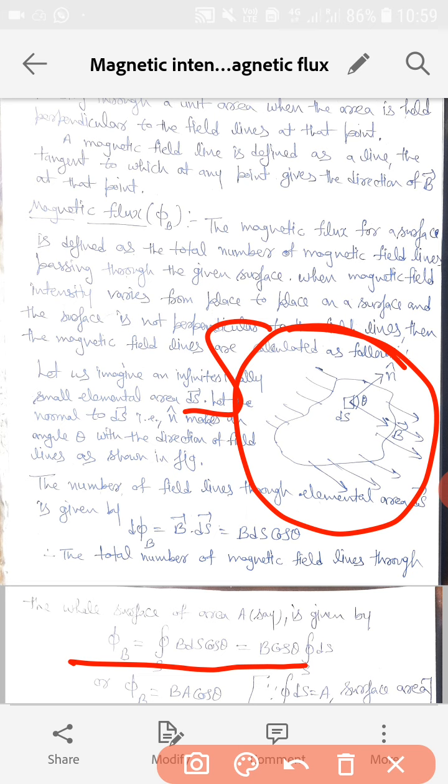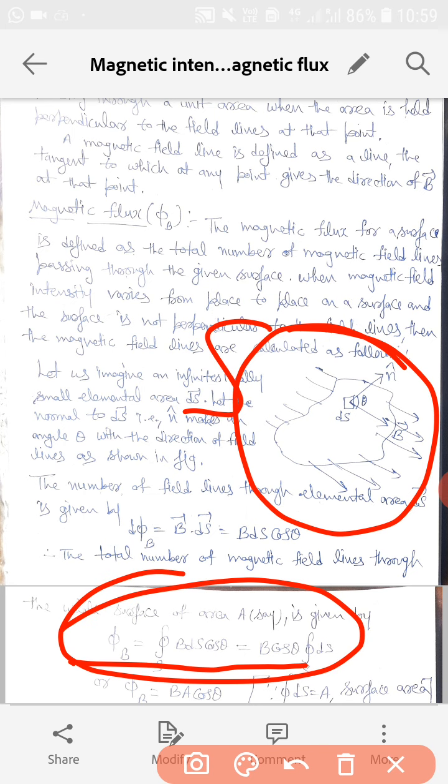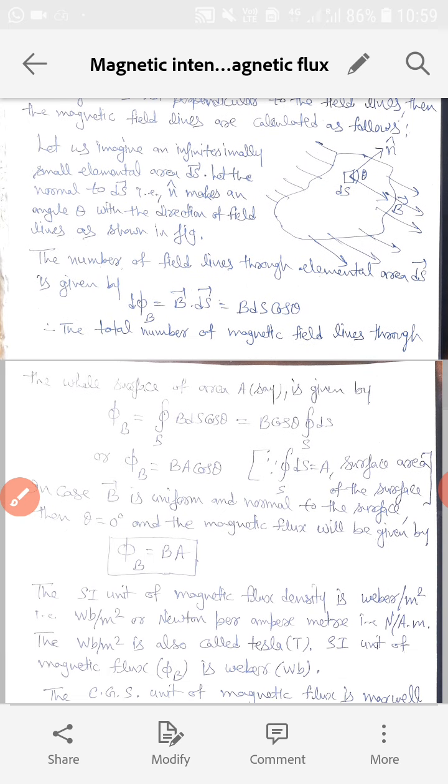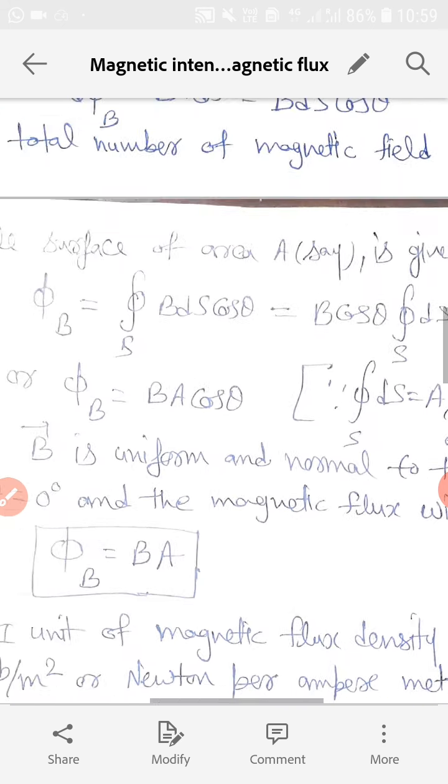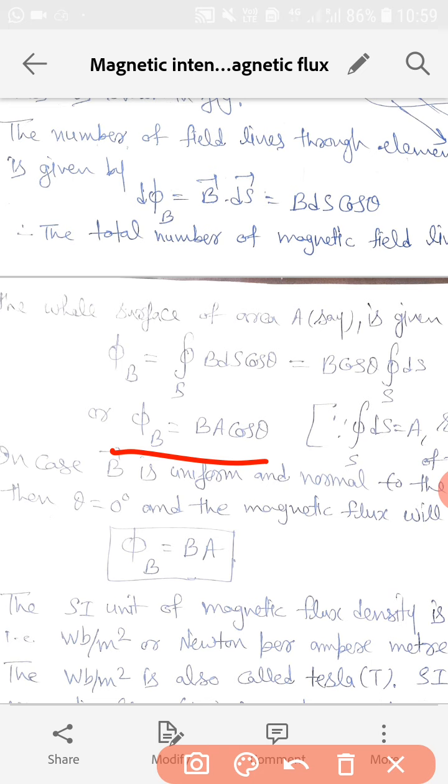In that case, B is constant, which can be taken outside the integral. Theta will also be constant, because for the given surface there is only one normal. The normal is fixed in a fixed direction and B is in a particular direction, so theta is fixed. So B cos theta can be taken outside, and we are left with the integral of dS over the surface S. Now consider the total area of this surface S is A. In that case phi B becomes B A cos theta.